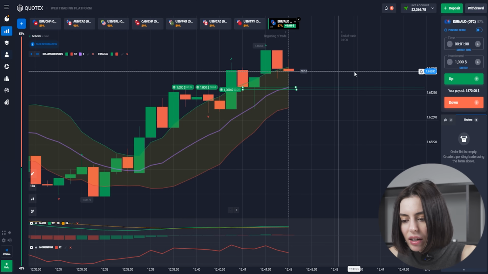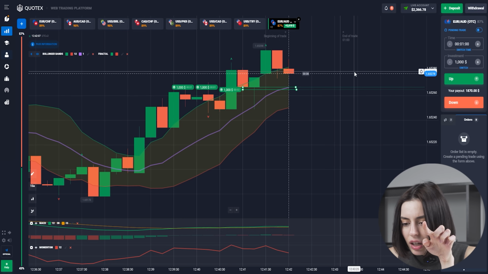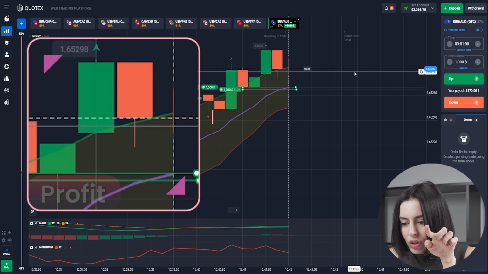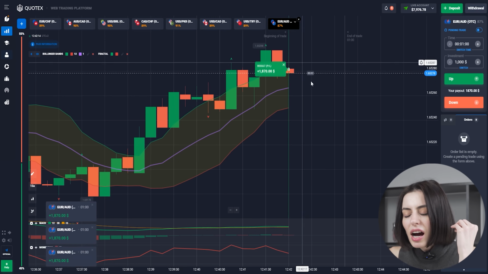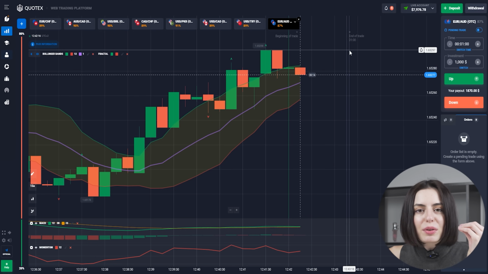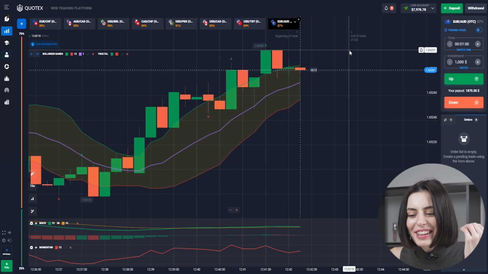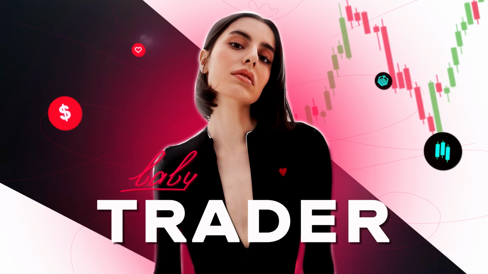Before, we also had these patterns with these orange candles. That's completely in my head. I'm unable to see where the orange and where the green candles are. That's crazy. Guys, that's just a mess.